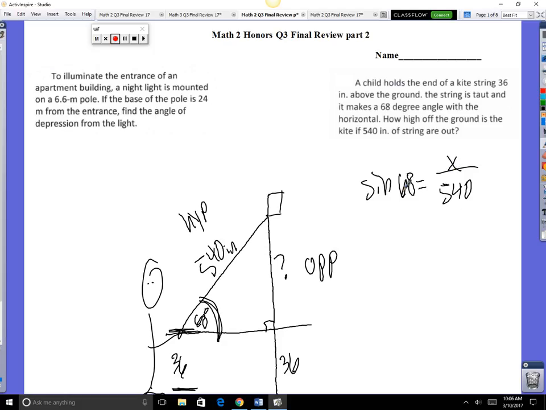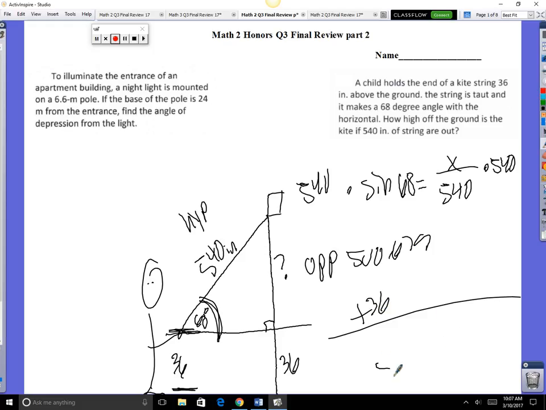Now I have the angle, but I don't have the fraction, so I'm going to solve for x. Undo the divide by 540, so times this by 540, times this by 540. So 540 times the sine of 68. That means this is 500.679. Plus I gotta add the 36, so 536.679.